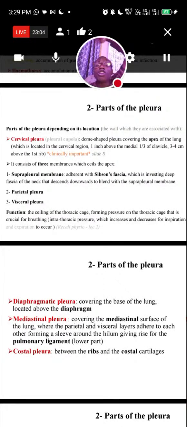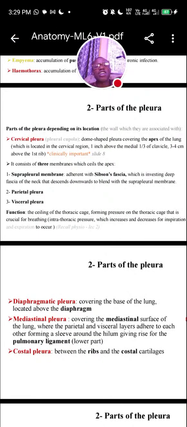Now you can say NDCC. You know it's not Niger Delta. It's not Niger Delta Commission. It's not Niger Delta Community Commission, whatever that stands for. But it is MDCC. That is mediastinal pleura, diaphragmatic pleura, cervical pleura, and costal pleura.